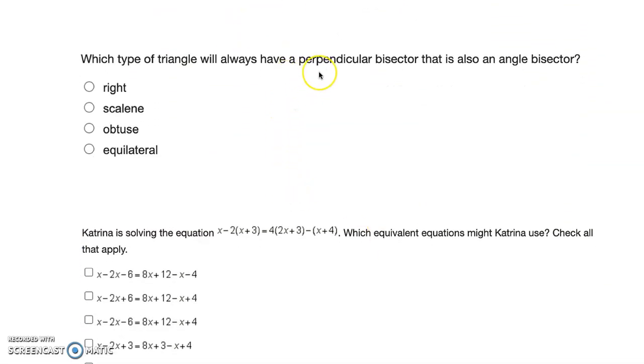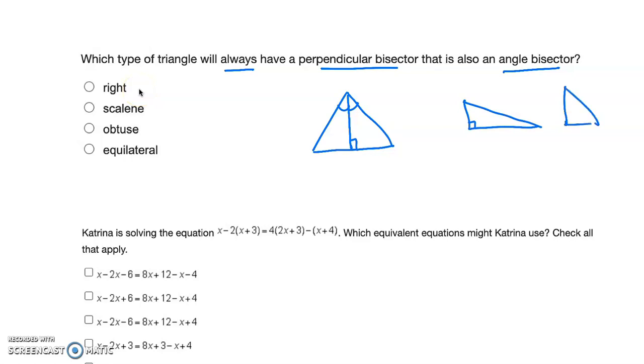Which type of triangle will always have a perpendicular bisector that is also an angle bisector? So if we look at a triangle and we're going to make this perpendicular and those equal, which one is always going to have that happen? Well, let's take a look at a right triangle. You can draw all sorts of right triangles. I can draw one like that, one like this, one like this. If we do a perpendicular bisector, is that always going to work? I can very clearly see that to draw a perpendicular bisector, I can't draw it on this right triangle.